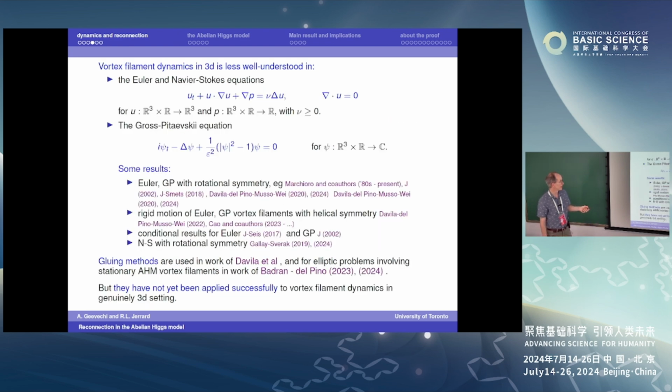Okay, so then next, there are some equations. These are actually the ones you can see on YouTube if you look for videos. These are fluids: Navier-Stokes, and the Gross-Pitaevskii equation, which models some superfluids.